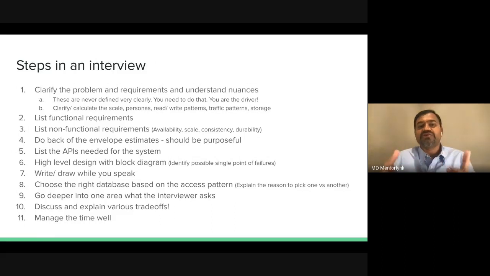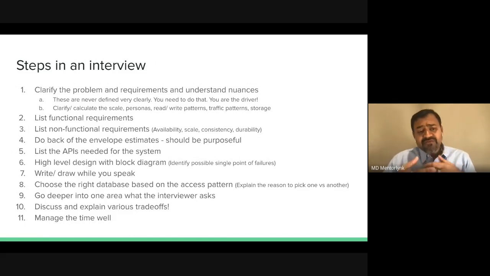You don't want to be randomly choosing because it's convenient, because it's simple, because you know it. Those are not the right reasons. The right reason is, why would you choose based on the access pattern, based on the read-write pattern, based on the consistency pattern, the availability. Why would this database be most suitable, right? Go for that and give that argument.